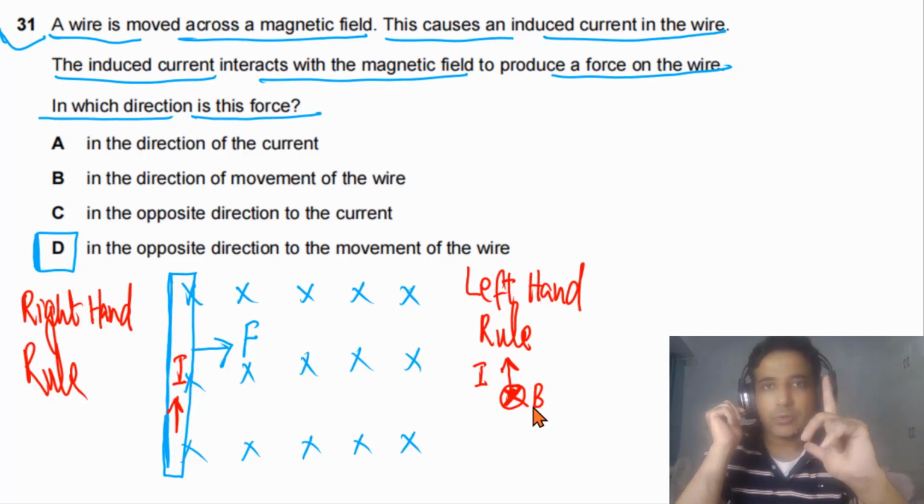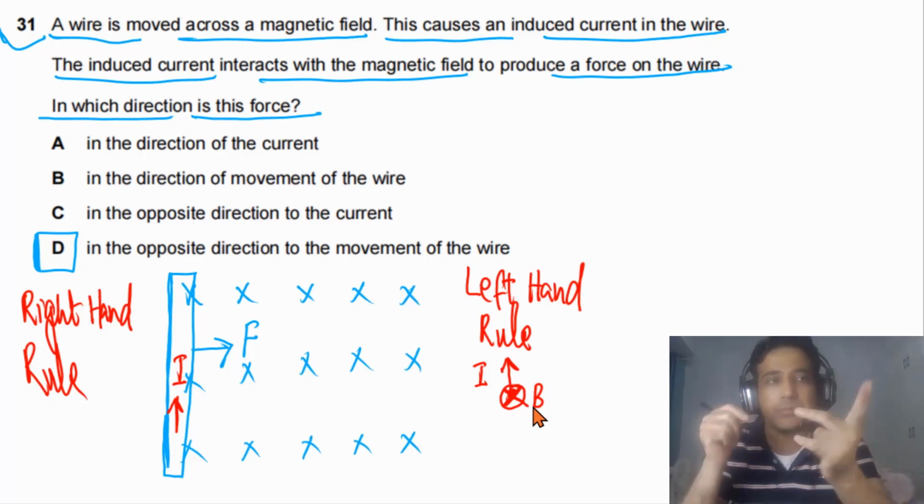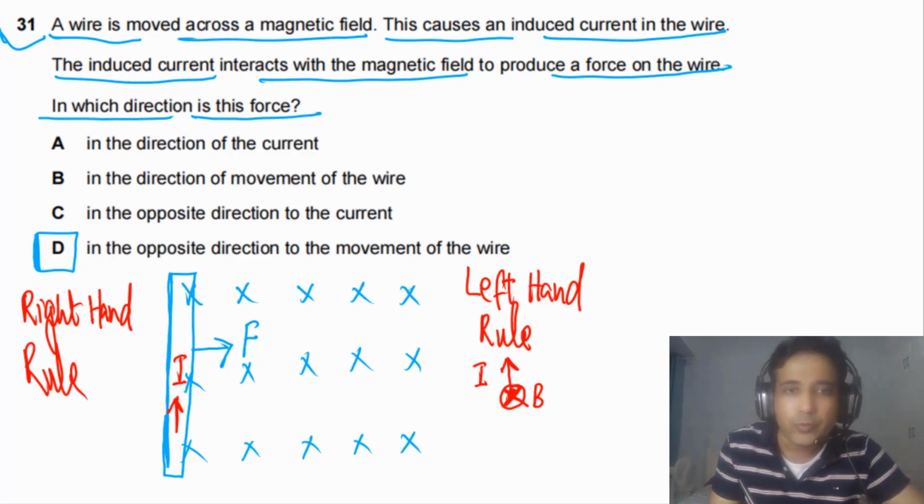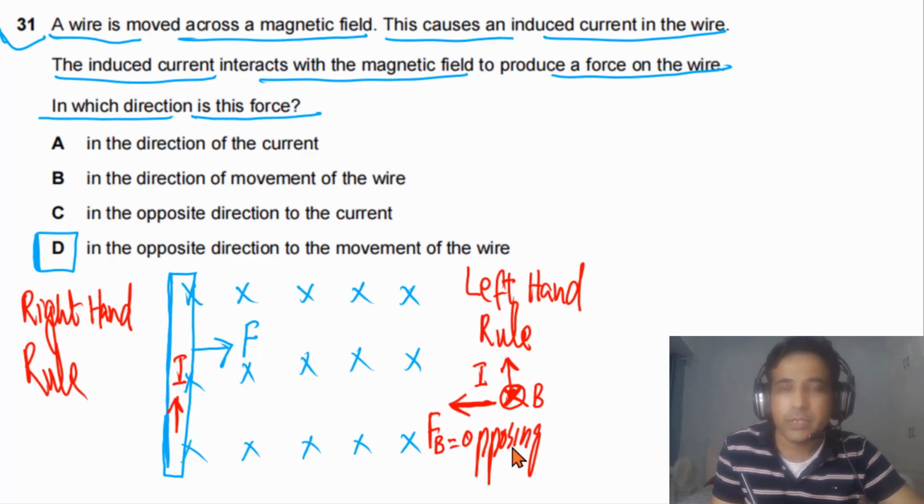So you have to use the left hand. Current is up, magnetic field is into the page. So the force in this case will be to the left. So this force is in the opposite direction of motion of the wire. This one we can say is the magnetic force, or the opposing force. This force is always in the direction opposite to the applied force. So this is the opposing force.